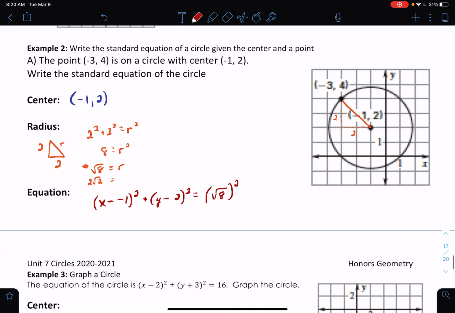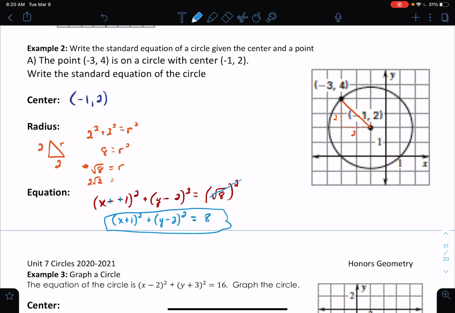All right, now simplifying, minus a negative is plus a positive, so this is x plus 1 squared plus y minus 2 squared equals square root of 8 squared. Well, these are going to cancel each other out and leave you just with 8. So there is the standard form of this. There's the equation for this circle.